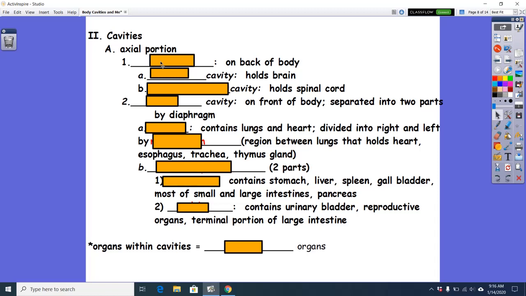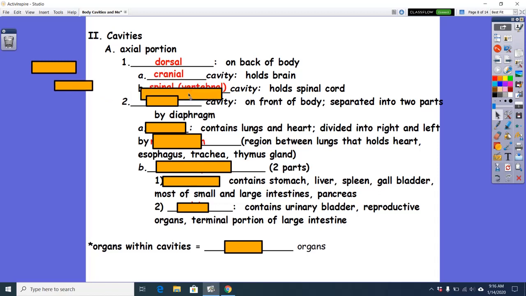And this is just the same thing as the picture, but in word form. We have the dorsal body cavity. Okay, remember, that's on the back side of your body. It's on the posterior portion or dorsal portion of your body. And it includes the cranial cavity and the spinal or vertebral cavity. That cranial cavity will house your brain, and the spinal cavity will house your spinal cord. The opposite of that dorsal cavity is the ventral body cavity, and it is going to be separated into a top and a bottom, or a superior and an inferior cavity by your diaphragm.